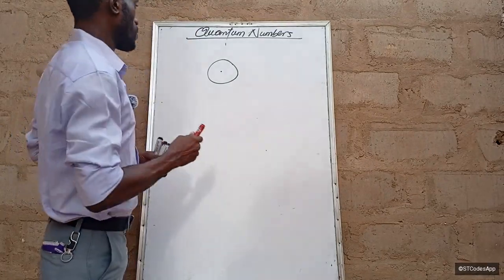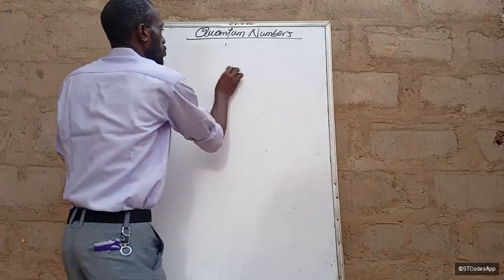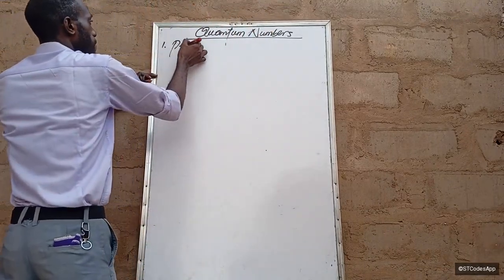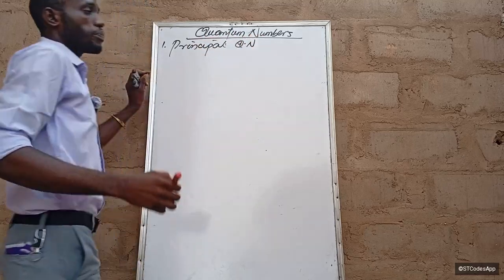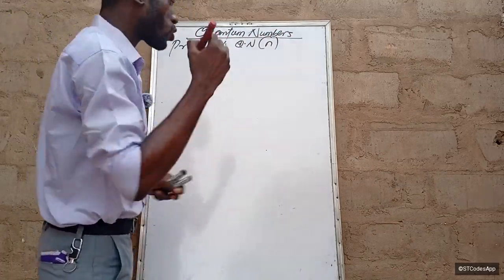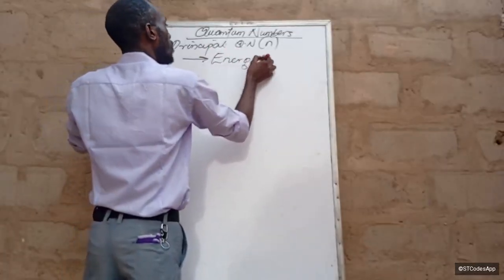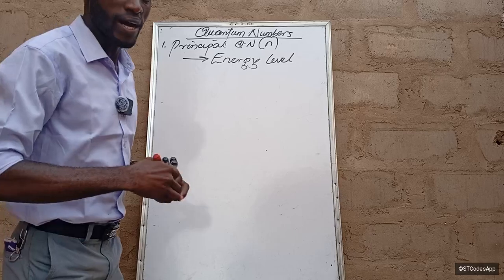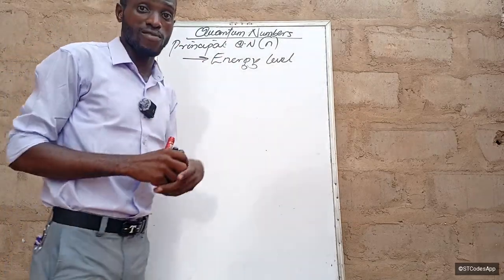Four quantum numbers. The first one is the principal quantum number. The principal quantum number takes the letter n. It basically tells us the energy level of the electron, the energy level in which we can find the electron. Remember, we're using quantum numbers to find electrons. So, the energy level of the electron.